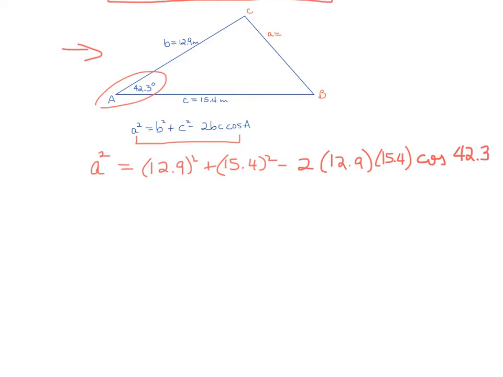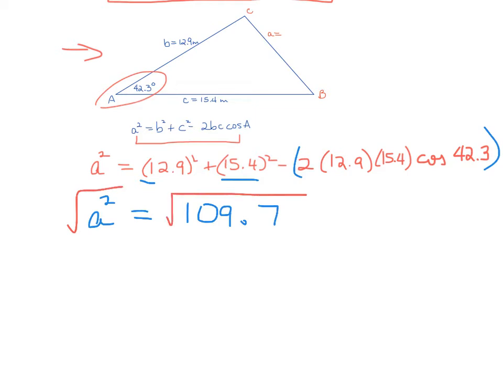So go ahead and try this in your calculator. So square 12.9 plus 15.4 squared minus, and then I would do like a parenthesis around this. Once you do all of this calculation, you should get 109.7. So go ahead and try that. Again, we don't want A squared, so after you do all that, we're going to square root it. And A, we're going to round to the hundredths place, is approximately equal to 10.47.